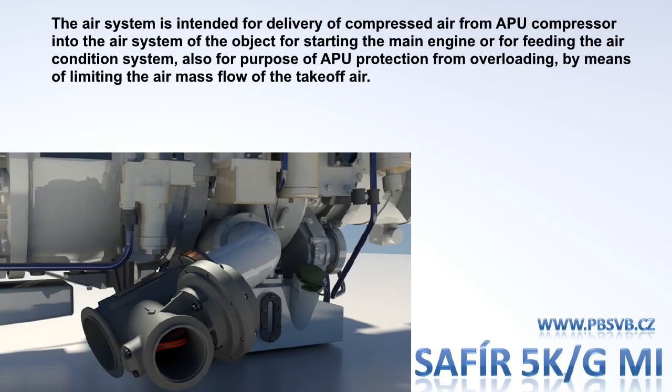The air system is intended for the delivery of compressed air from the APU compressor into the air system of the object for starting the main engine, or for feeding the air condition system, also for purposes of APU protection from overloading by means of limiting the air mass flow of the takeoff air.